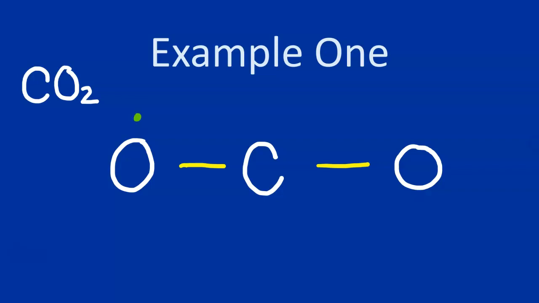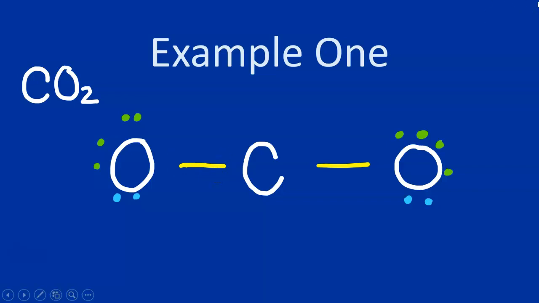So let's place them. We have 1, 2, 3, 4, 5, 6, 7, 8, 9, 10, 11, 12. There we go. So we have 2, 4, 6, 8, 10, 12, 14, 16 total valence electrons, because remember, these solid lines right here represent 1 valence electron for that oxygen and 1 for that carbon.